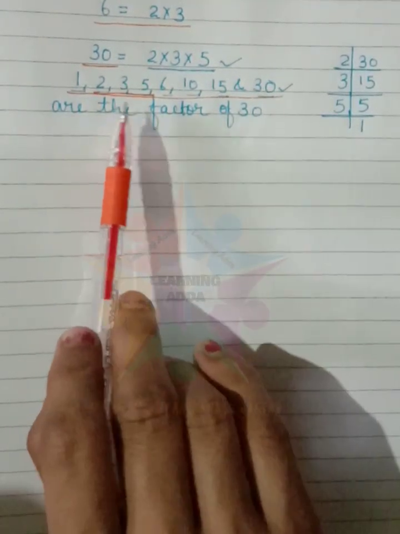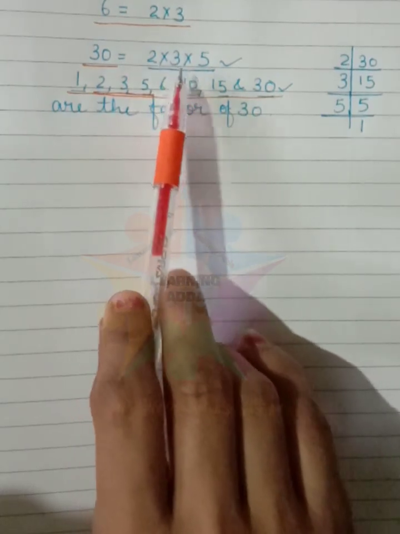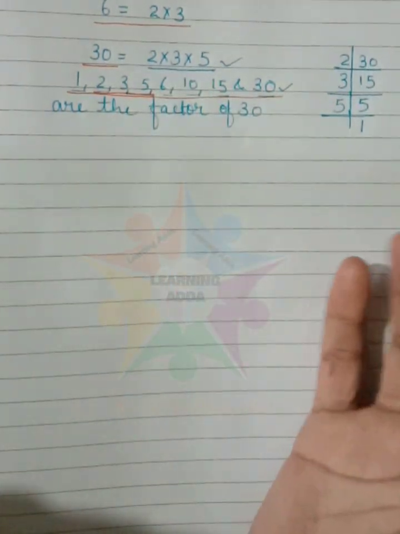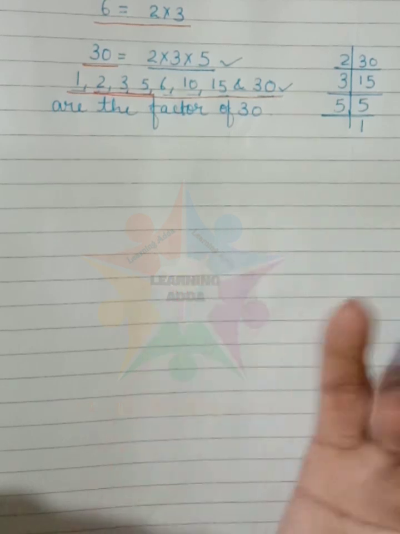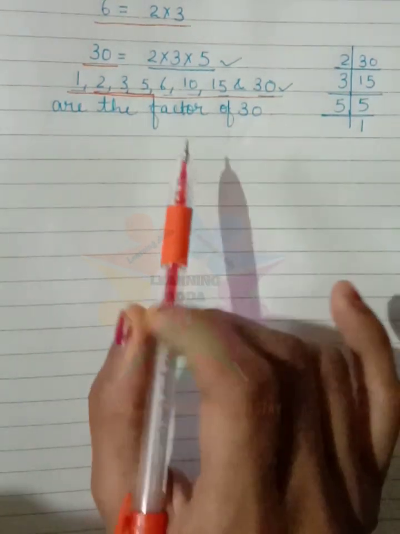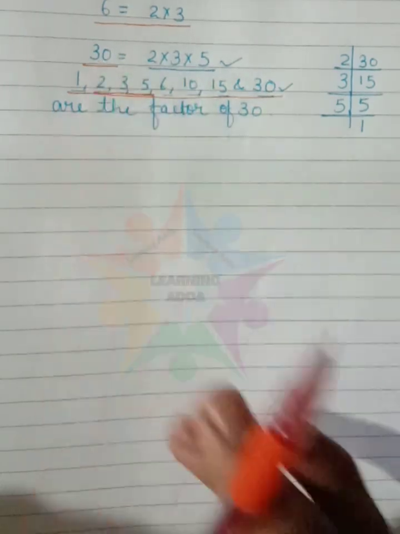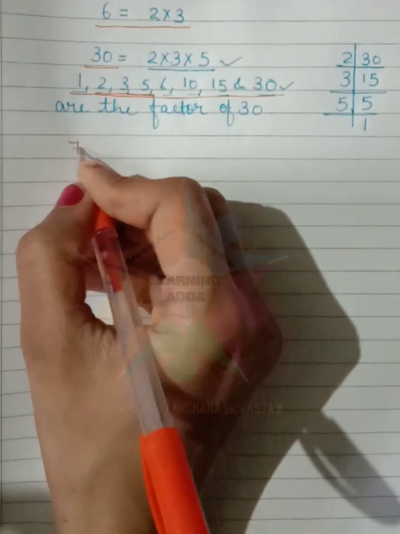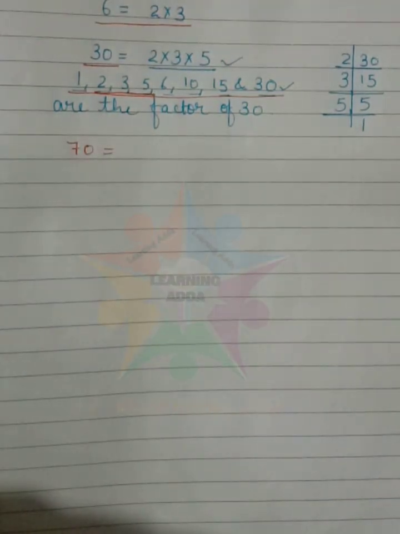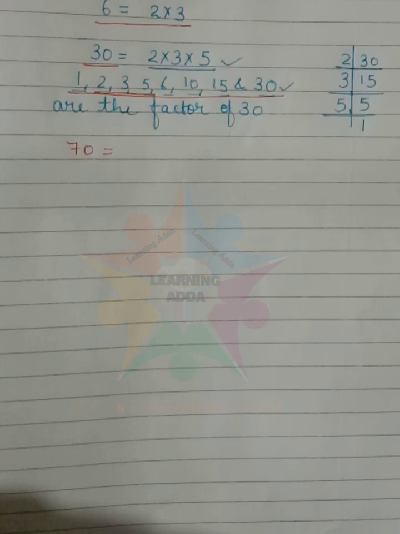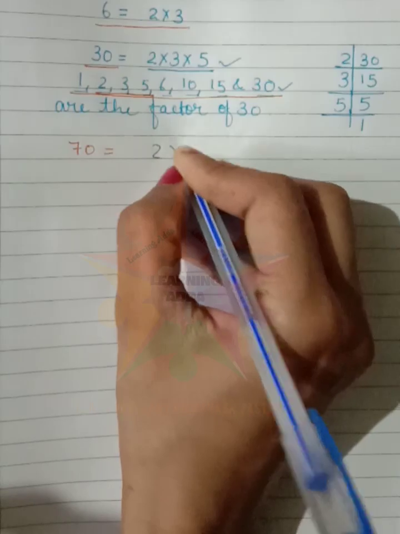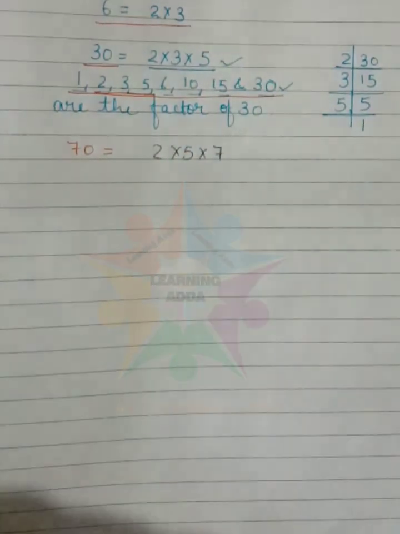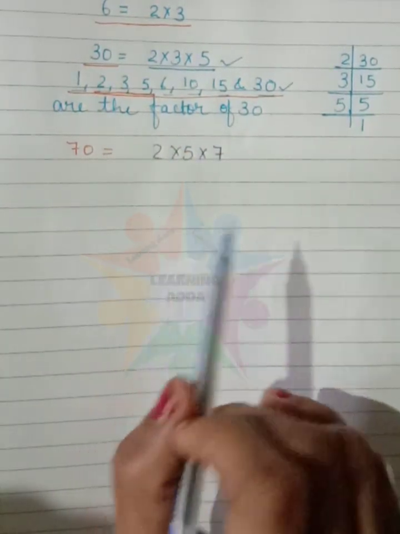Why? It's a reason. A number written as the product of prime factors is called prime form or prime factor form. So this is a prime factor form of 30. If we take one more example, if we write 70, then the prime factor form of 70 we can write as 2 into 5 into 7. This is a prime factor form of 70.